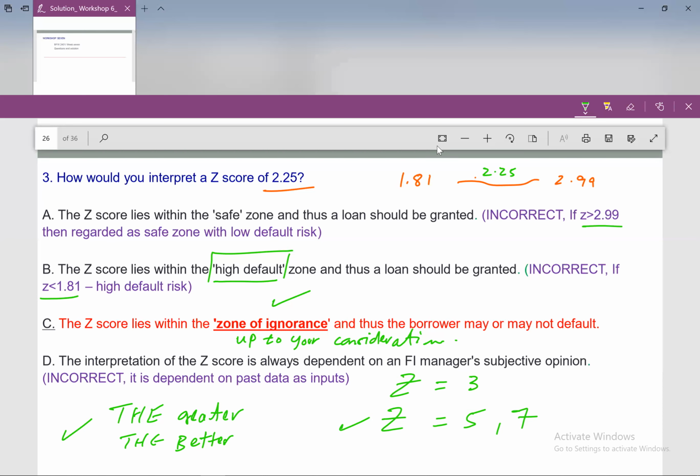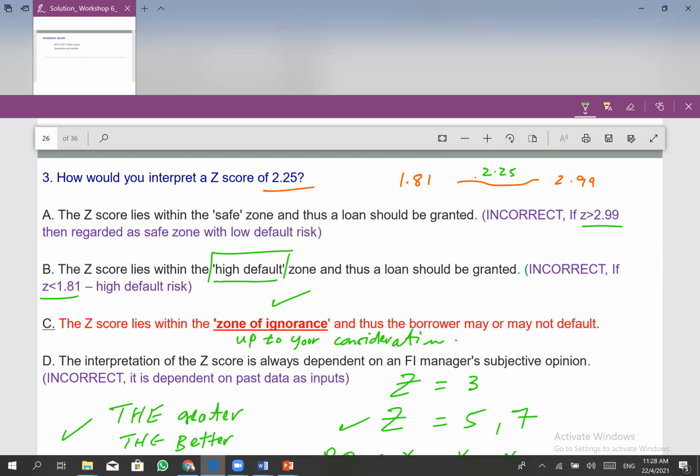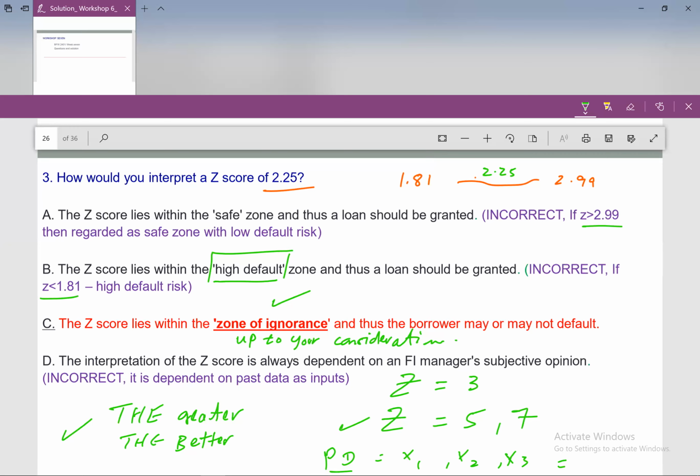But look, the linear probability modeling will calculate the probability of defaulting. It has X1, X2, and X3, right? For the linear probability modeling, that one would show you the probability of defaulting. So the lower, the better.